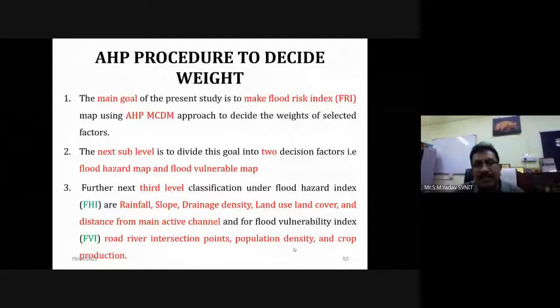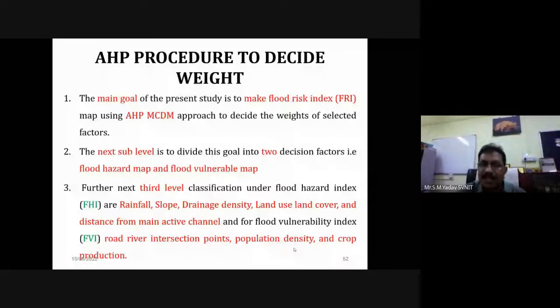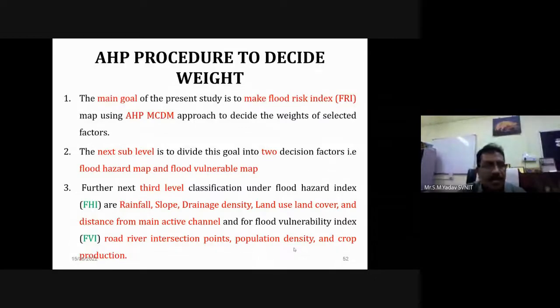The main goal of the present study is to make a flood risk index map using the AHP MCDM approach to decide the weights of selected factors. The next sub-level is to divide this goal into two decision factors, that is the flood hazard map and the flood vulnerable map. Further, the third level classification under flood hazard index are rainfall, slope, drainage density, land use land cover, and distance from the main active channel, and for the flood vulnerability index, road river intersection points, population density, and crop production.